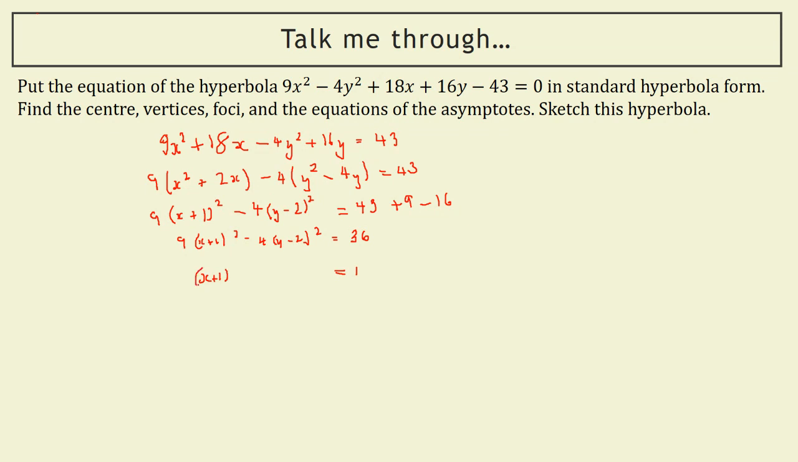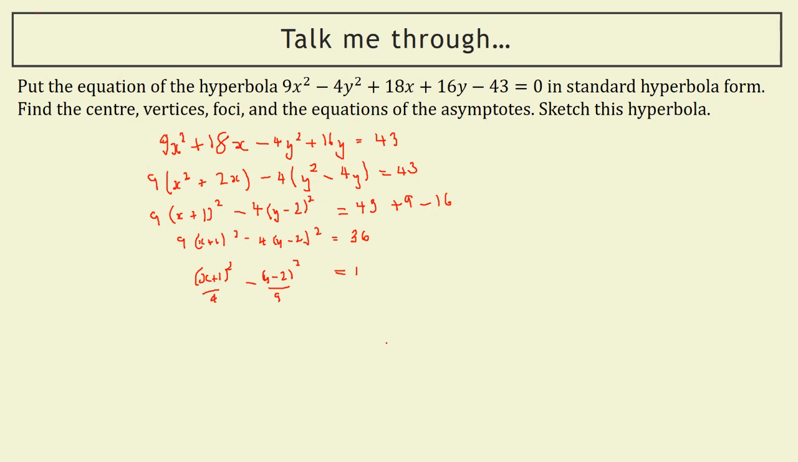x plus 1 squared divided by 4. Good, Michael? Yeah. Divided by 9. Yeah, because 9 over 36 is a quarter, and 4 over 36 is a ninth. And then you're done. Find the centre, vertices, foci, and the equations of the asymptotes.